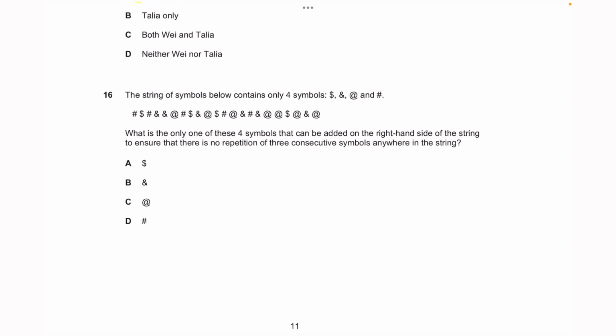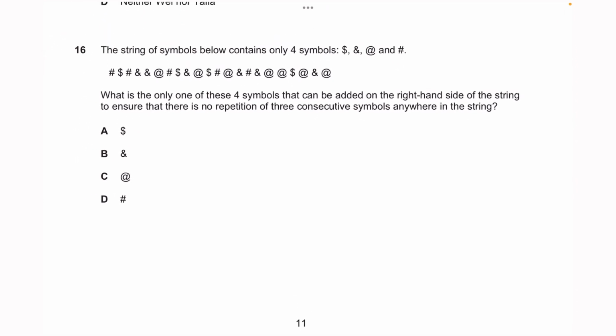All right, let's have a look at question 16. So question 16 says this. The string of symbols below contains 4 symbols only. You can see that it includes a dollar, an at, and a hashtag sign. So it says here hashtag, dollar, and, hashtag, and, at, hashtag, dollar, and at, and so forth. Now it says, what is the only one of these 4 symbols that can be added on the right hand side of the string to ensure that there is no repetition of three consecutive symbols anywhere in the string?